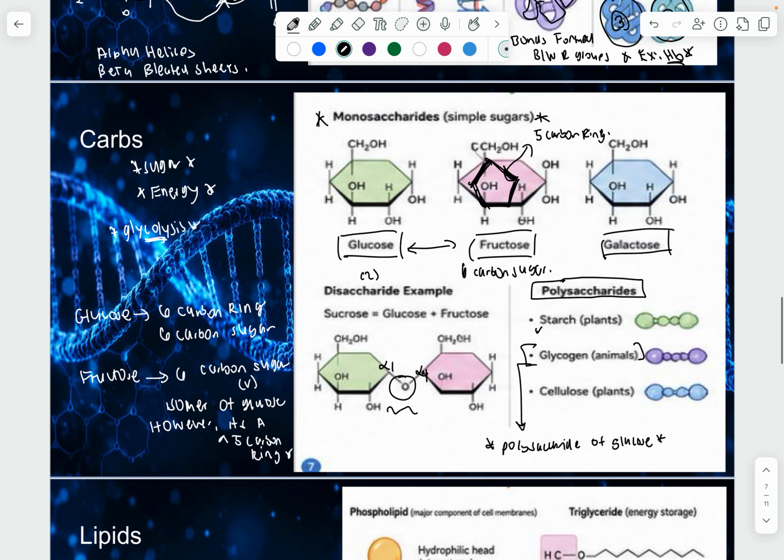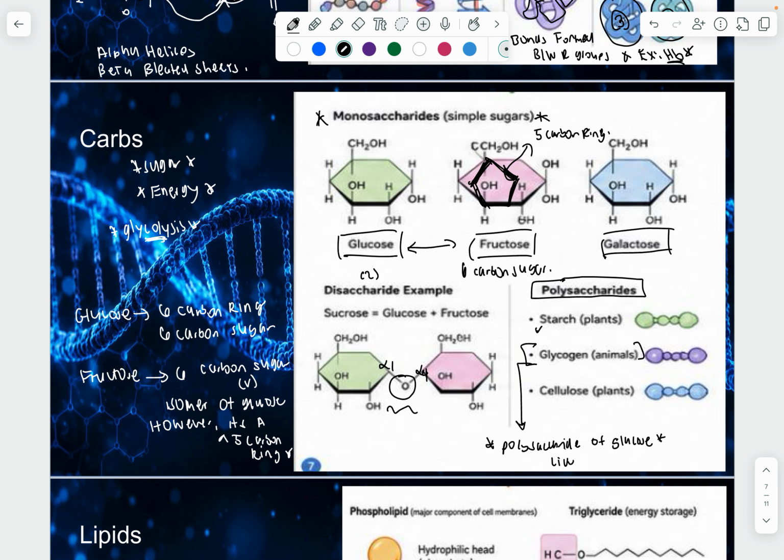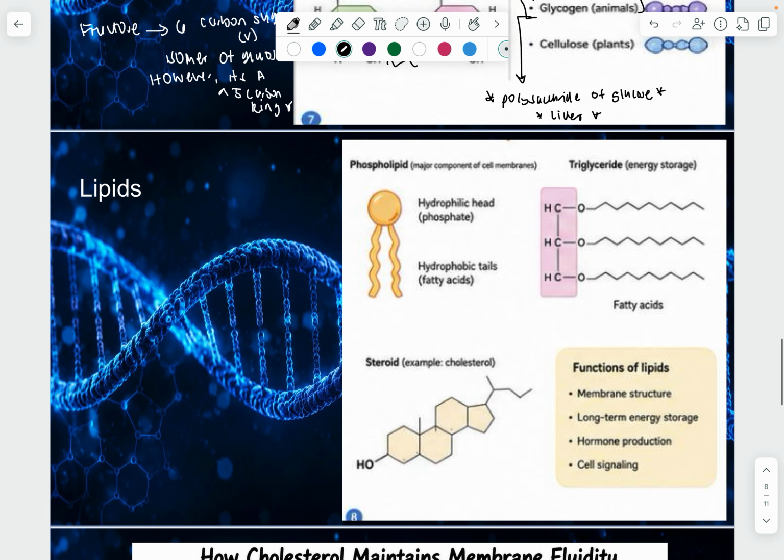Very important to know for MCAT. And glycogen is stored in the liver. Also, it's going to be a step 1 MCAT thing to know.